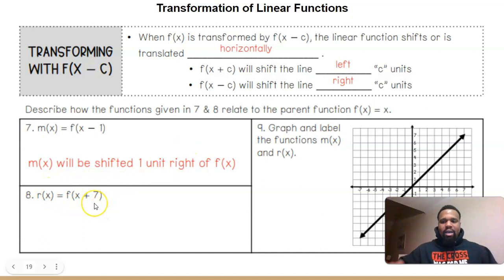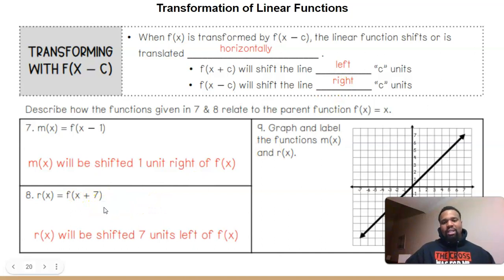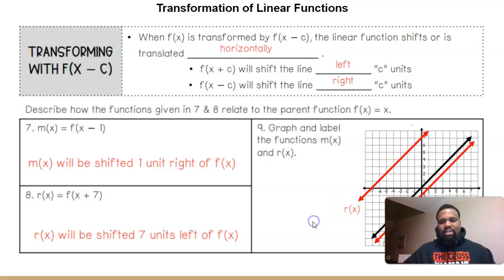Look at number 8, f of x plus 7. The whole expression is in parentheses. So when I add that horizontally, I move it to the left, and I'm going to move to the left 7 units. So if I look at this graph and I want to graph 7 and 8, since I move 1 unit to the right, I'm going to cross my x-axis at 1, and since I move 7 units to the left, I'm going to cross my x-axis at -7.